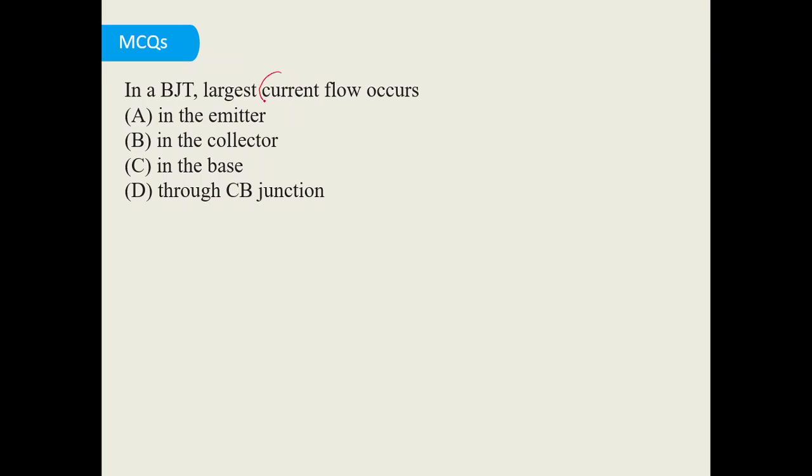Current depends on the number of charges, right? The more the amount of charges, the more the amount of current flowing through a device. So among the emitter, collector and base, which one is heavily doped? The answer is emitter. Since the emitter is heavily doped, more charges are present in the emitter, such that more current flows through the emitter. So the answer is option A.